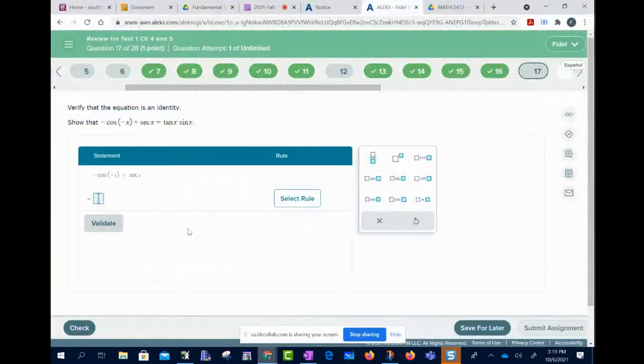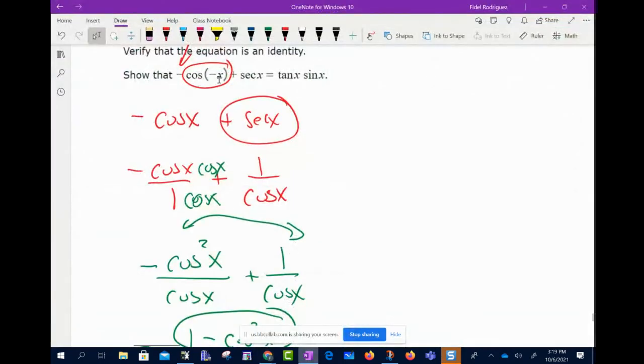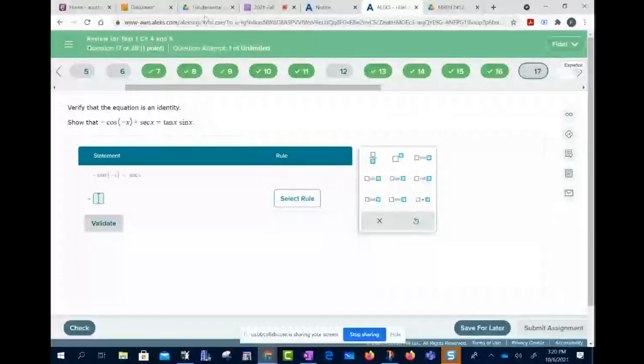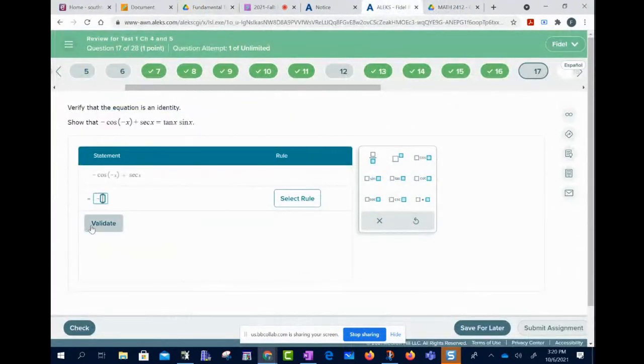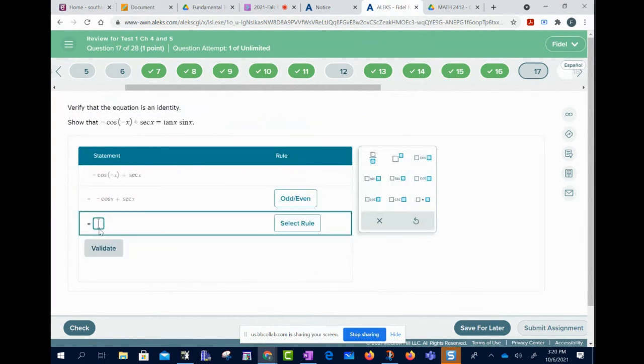Well, hold on. Let's hold on. Look, before we do that, let's go super slow. Okay. Look, what was the first thing we did here? We got rid of the negative on the inside because using the even and odd. Okay, so let's come back over here and say, here we go. We can write this as minus cosine x plus secant x. And we did that using the odd and even. Validate it, we're good. Okay.